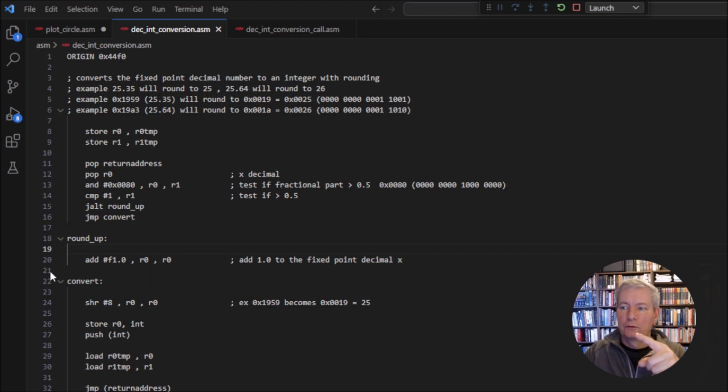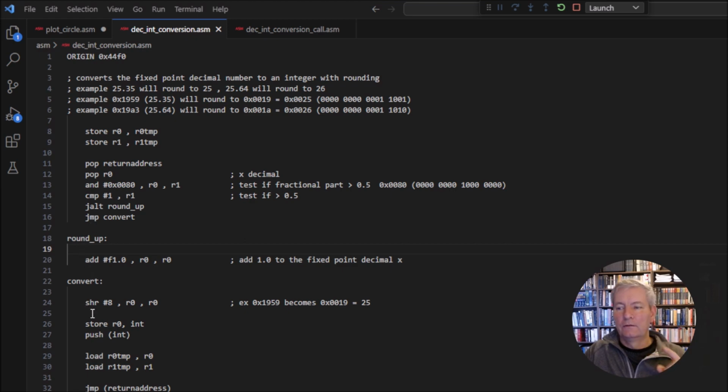Now if it turns out that the value is greater than 0.5, then we jump to the round up. So we jump to this point here, and at that point, because we've got a value greater than 0.5, we have to add 1 on to the integer value. So this adds 1 on to the integer value, and then we continue with the rest of the code. Now, if the value was less than 0.5, then we don't need to do this line here. We simply go down because we're going to round down. So we head down to the next line.